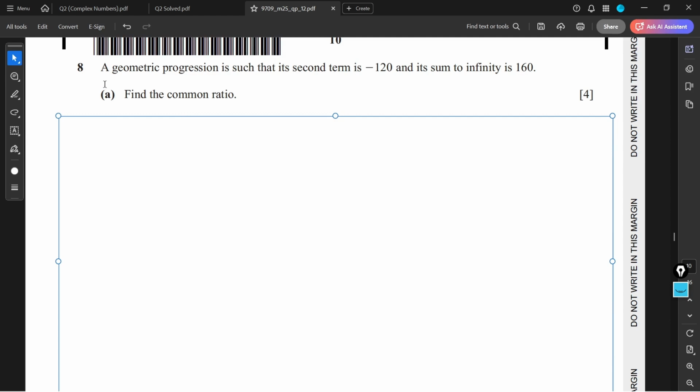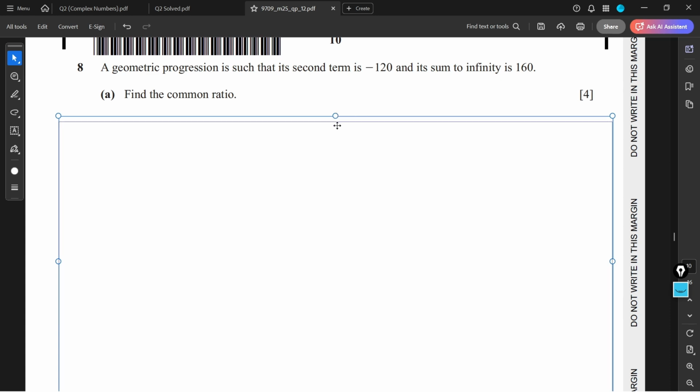All right, so once again, we have a question on sequence and series. This is the eighth question. We have a geometric progression such that its second term is minus 120, which means ar, the second term, is equal to minus 120. And the sum to infinity is 160. We have to find, in the first part, the value of the common ratio. It's very important to keep in mind that whenever we are dealing with the sum to infinity, it means that the geometric progression will be convergent, which means that the value of the common ratio must lie between minus 1 and 1.